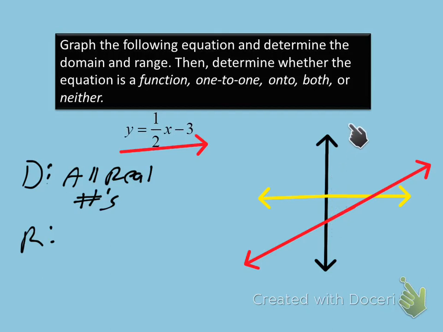Does your line keep going on and on this way? Same concept? Yeah, it's going up. It's going up and right, and it's going down and left. So it's going on forever and ever. So your range is all real numbers. Okay?